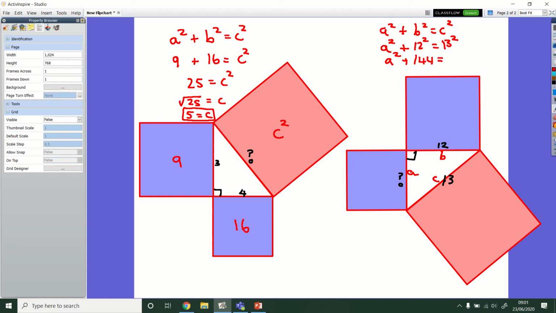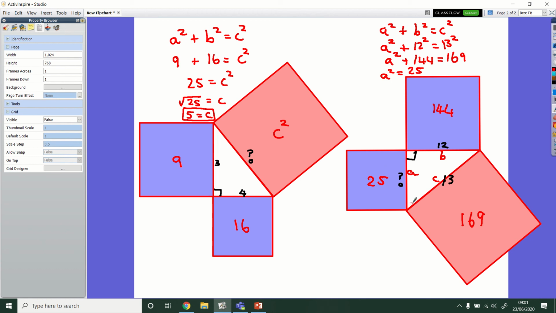12 squared is 144. 13 squared is 169. So I can put those on like this, 144. This one I don't know yet, but then 13 squared is 169. Okay, then the two small squares add up to the big square. And if this is one of the smaller ones, that means I can do a take away to work out this smaller square. So 169 minus my 144 will leave this one, and this one is 25. So this A squared here is 25. Okay, that's that number there.